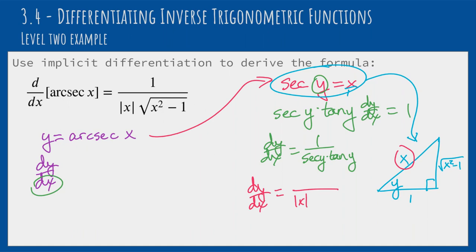Then the tangent of y, tangent is opposite over adjacent. So the tangent of y here is going to be opposite, which is square root of x squared minus 1 over 1. And we have the 1 in the numerator, and that gives us this expression here.